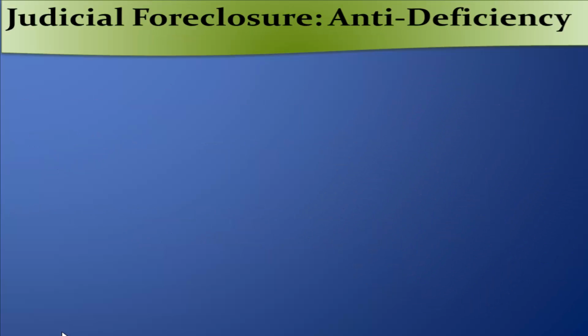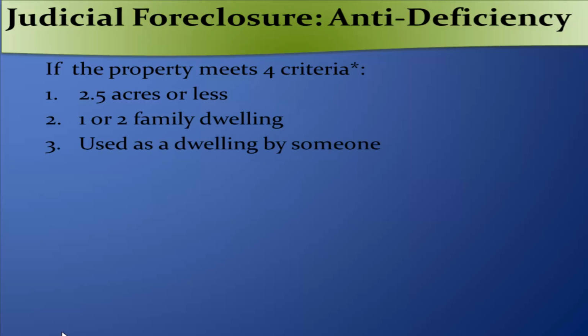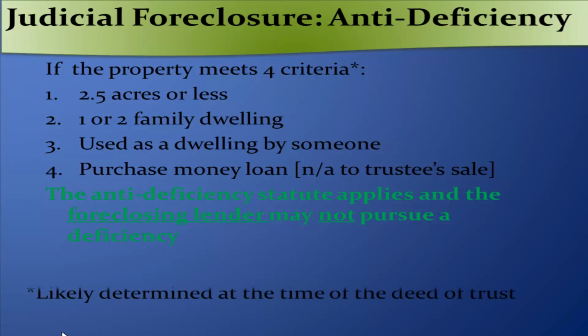So just to summarize, in judicial foreclosure, the anti-deficiency statute applies if the property meets 4 criteria. If it's 2.5 acres or less, a 1 or 2 family dwelling used as a dwelling by someone or intended to be used as a dwelling by someone, and it's a purchase money loan, a loan used to acquire the completed dwelling, or a construction loan used to build a home that the borrowers intend to live in. If those 4 criteria are met, then the anti-deficiency statute applies and the foreclosing lender may not pursue a deficiency. It's unclear whether those four criteria are determined at the time of the deed of trust or at the time of the foreclosure.